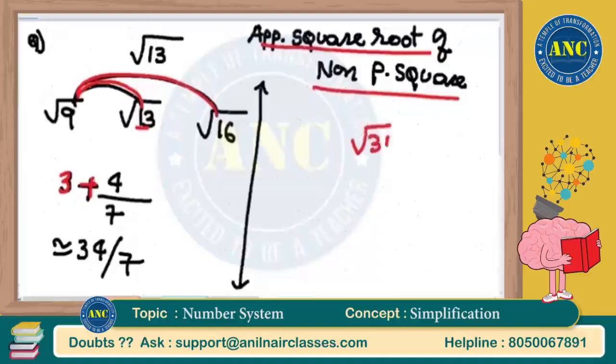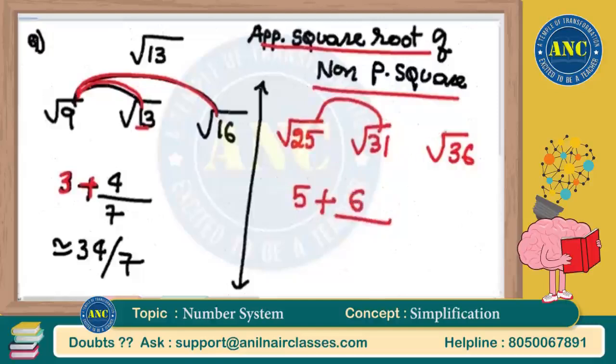Suppose it is root 31. Root 31 lies between root 25 and root 36. Root 25 is 5. 31 minus 25 is 6, 36 minus 25 is 11. Answer is 5, 6 by 11. I hope it is clear, right, sir?